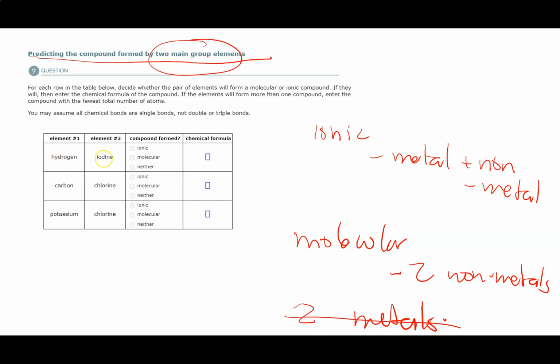So hydrogen and iodine, hydrogen's a non-metal, iodine's a non-metal, it's going to form a molecular compound. Carbon is a non-metal, chlorine is a non-metal, it's going to form a molecular compound. Potassium is a metal, and chlorine is a non-metal, so it will form an ionic compound.